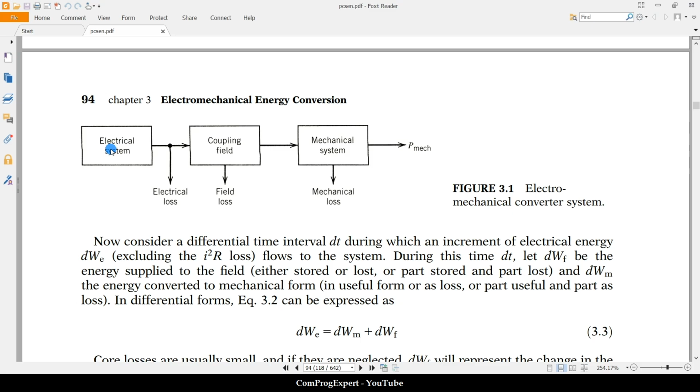Also, for the energy conversion process, we have different loss types. Here we have electrical loss, or actually ohmic losses for the windings that we have in the structure. We have field loss, the hysteresis loss and eddy current loss. Also, in mechanical parts, we have friction losses because we have moving objects. So we have mechanical losses. In the case of rotating electric machines, we have bearing loss and also windage loss.